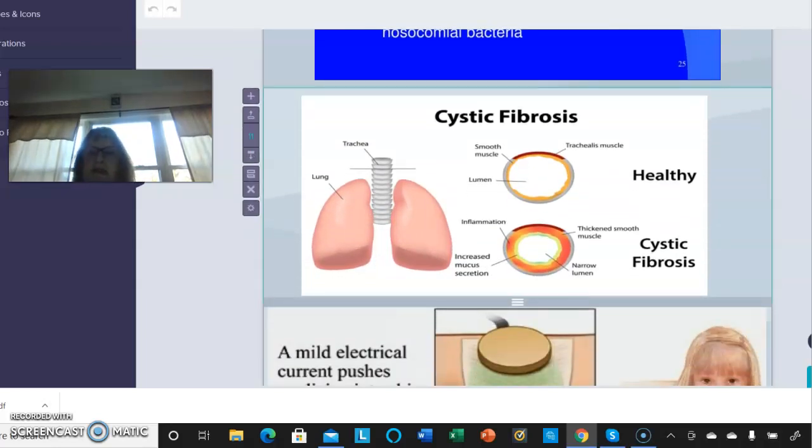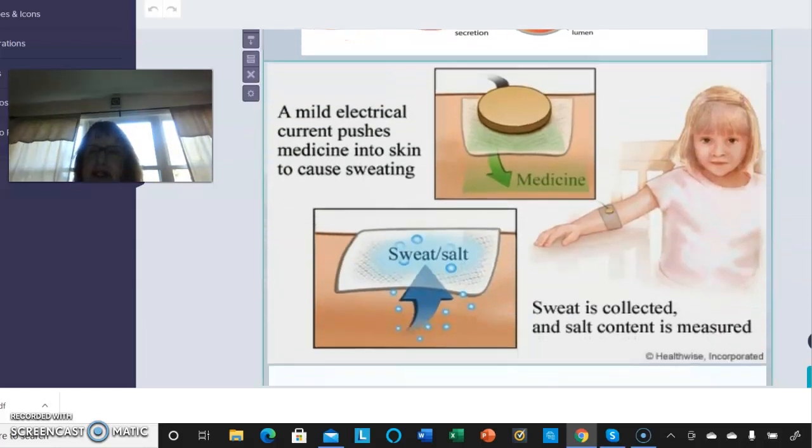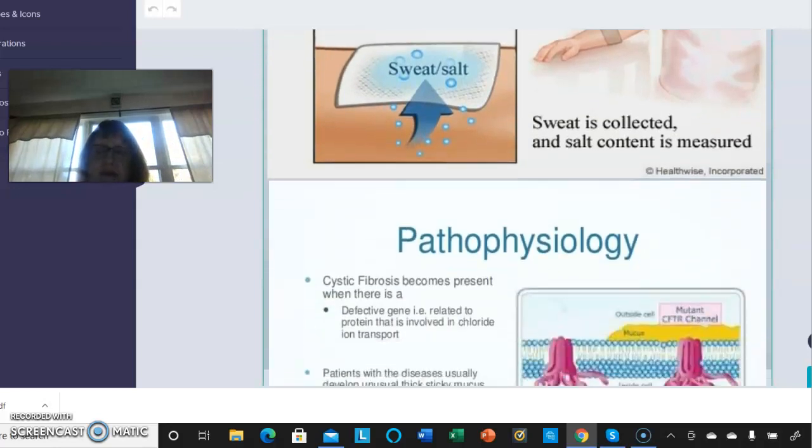The next illness that we're going to talk about is cystic fibrosis. Cystic fibrosis is the most common and serious genetic disease in Caucasian children and is a chronic condition that affects the lungs and digestive system of the body. Children with cystic fibrosis may have chronic lung infections and poor digestion of their foods. 1 in 25 Caucasians is a carrier of cystic fibrosis. Diagnosis is through a sweat test, where sweat is collected and salt content is measured.